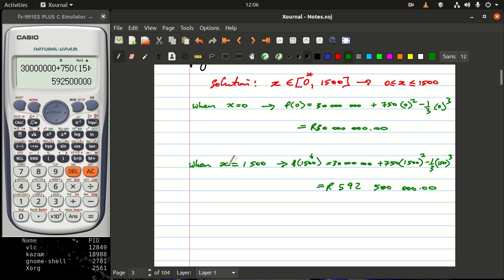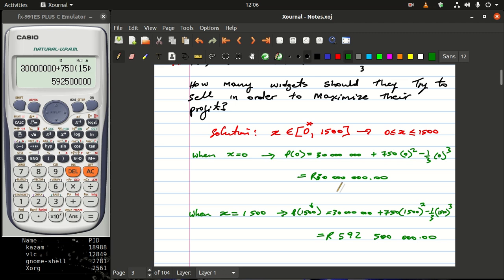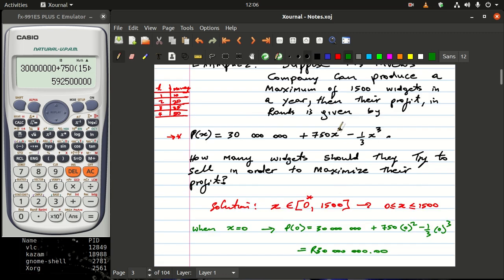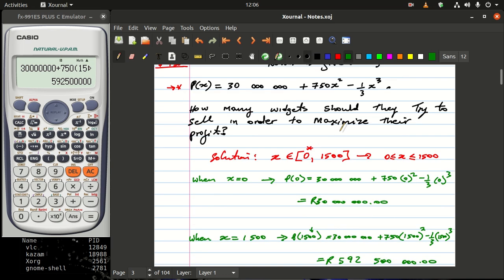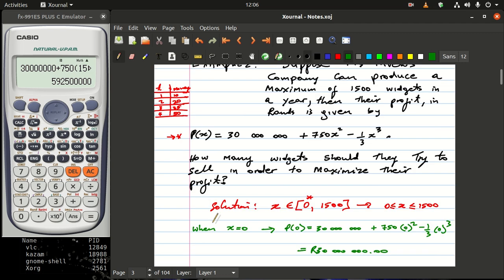That is actually going to be a profit if we are actually selling every widget that we are having there. Now we have checked the endpoints, but now we need to check the turning points, because we don't know how this function looks like. So this is always going to be the process when you're dealing with these minimization problems. And now we check the turning points. So that's what we are going to do now. Check turning points.